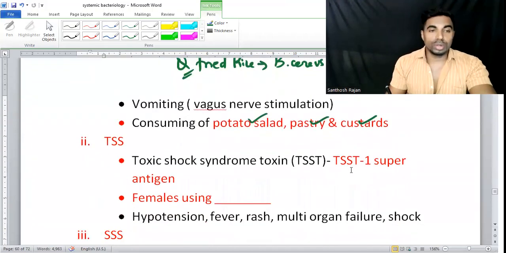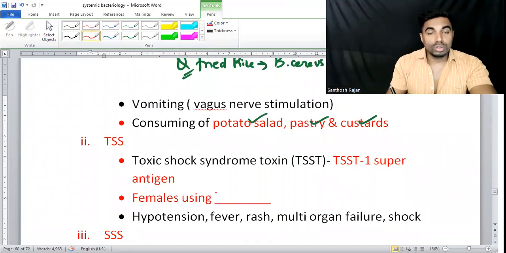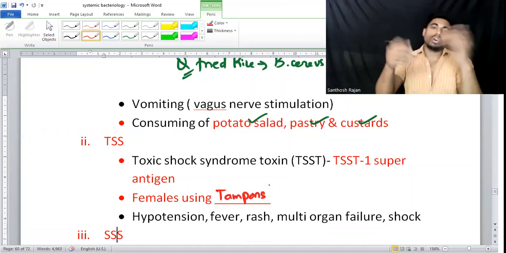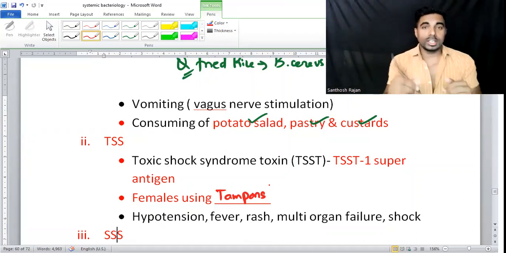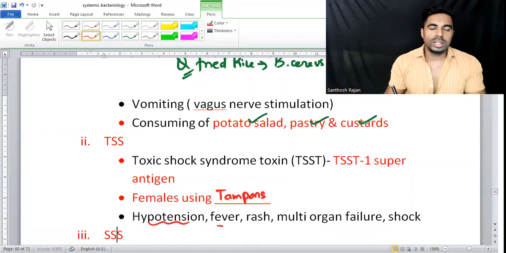Now, toxic shock syndrome. As I told you, this is one of the dangerous ones. Again, it's a superantigen. Toxic shock syndrome is common in females using tampons. Usually it is an unhygienic condition that causes Staphylococcus aureus to release the toxin, and the patient will get toxic shock syndrome. Very risky. It ends in sepsis and failure: hypotension, septic shock, multi-organ failure and shock. So that's basically septic shock.